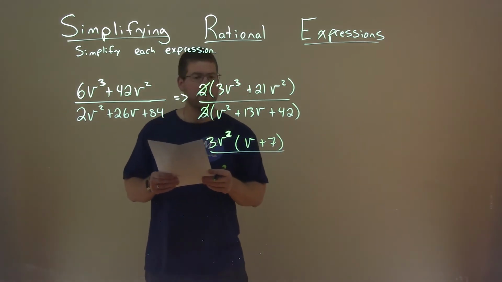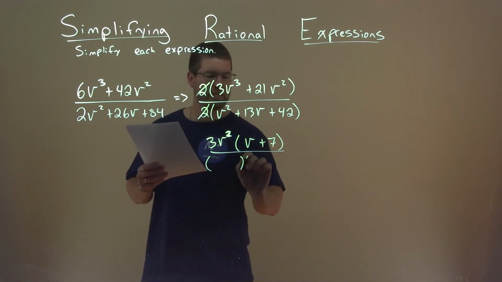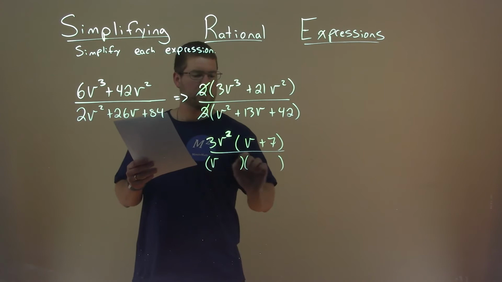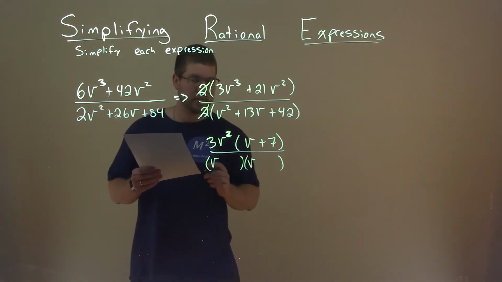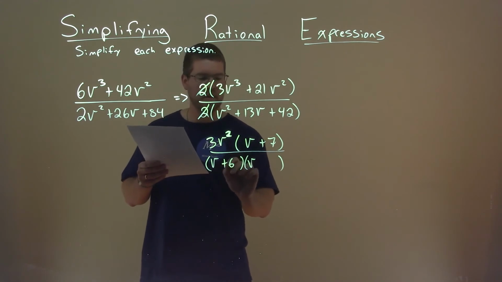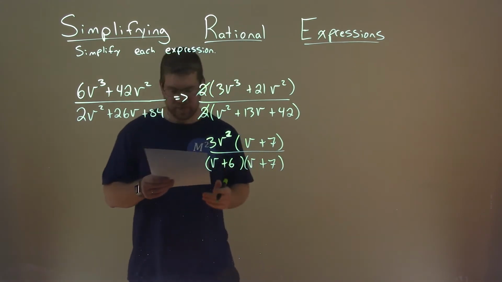Denominator, can I factor this at all? Well, we have to ask ourselves, what two numbers multiply to be 42 and add to be 13? And that's a positive 6 and a positive 7.